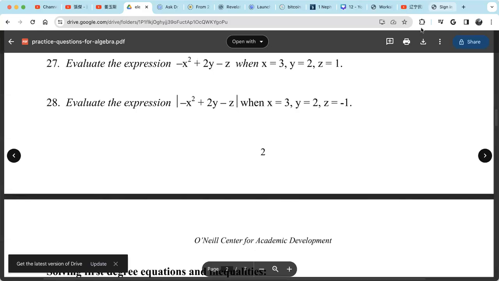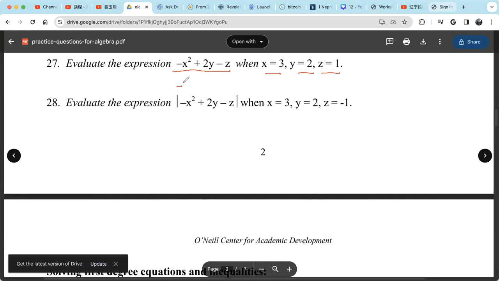Okay, let's keep going with this baby algebra. Let's see question 27 and 28. We want to evaluate the expression. So we're given this expression involves x, y, and z. And then we're given the value of x, value of y, value of z. We just substitute these values into the expression.